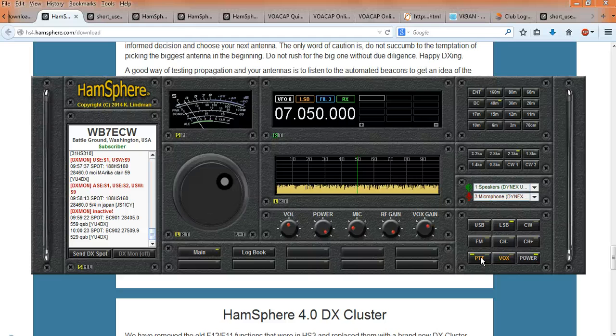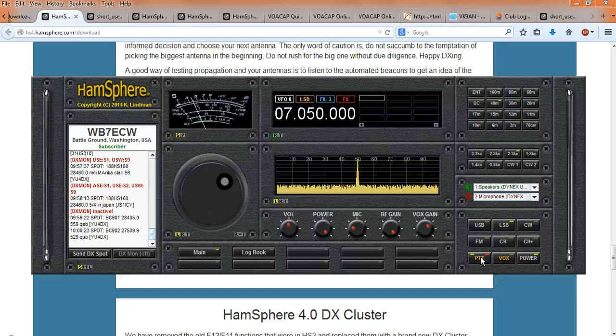Now, if I wasn't doing a demo video and I really wanted to make a contact, I would be persistent in calling CQ. It's hard to overstate the importance of calling CQ on HamSphere 4.0. If all the users are just tuning around looking for signals and nobody's transmitting, that's going to make it really hard for people to find activity.